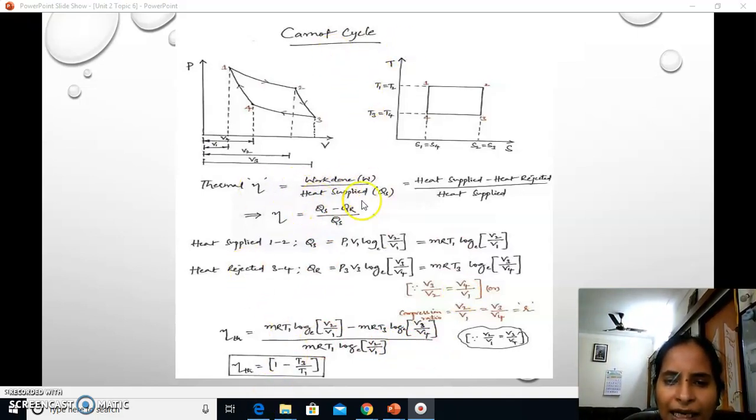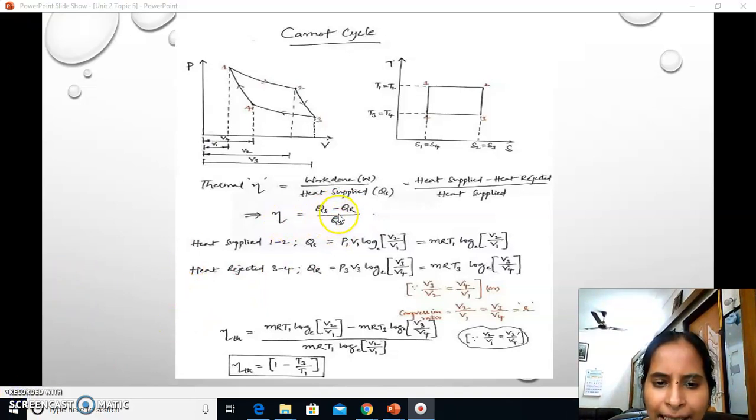The efficiency is work done divided by heat supplied. Work done is again heat supplied minus heat rejected. So you can write Q supplied minus Q rejected by heat supplied. So efficiency is equal to heat supplied minus heat rejected by heat supplied. Heat supplied, here you can write the equation, this is for an isothermal process. Heat transferred for the isothermal process is P1 V1 ln of V2 by V1. That can be written with P1 V1 replaced by MRT1, like here for heat rejected.